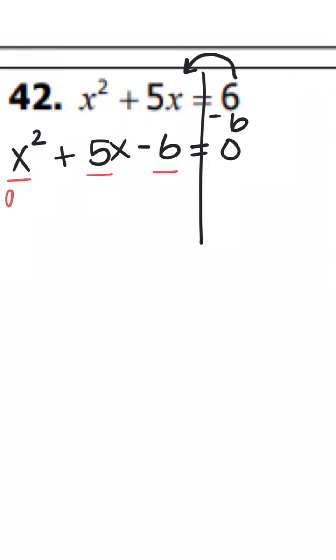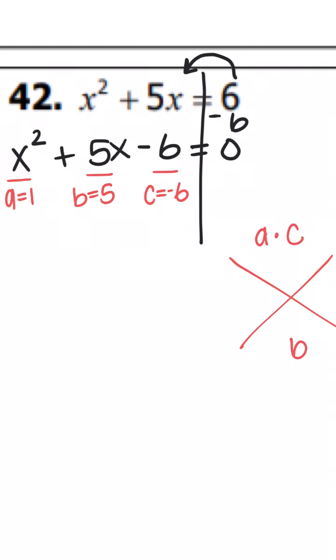So this is where we have to say a equals 1, b equals 5, and c equals negative 6. And we have to make our x. And remember, we do a times c on top and b on the bottom. So a times c would be 1 times negative 6, which is negative 6. And we said b is just 5. So we need to think of all of our factors of negative 6 that would add to make 5. And I'm multiplying to get a negative, but adding to get a positive. So I know my bigger number has to be positive.